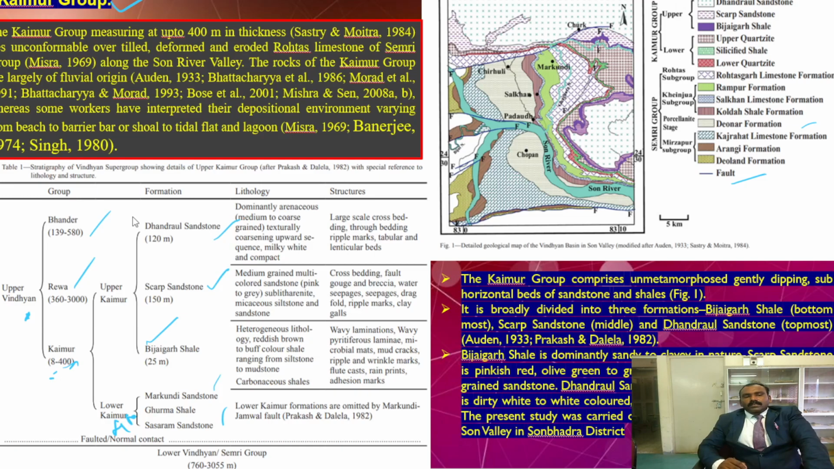There was a question in the GATE examination for matching the different kinds of formations, and Dhandruval was one of the options. Dhandruval is the name of a dam, and the name is given by means of the Dhandruval sandstones in UP. The Kaimur group comprises unmetamorphosed, gently dipping and sub-horizontal beds of sandstones and shales. Sandstones and shales you will find in this Kaimur formation.